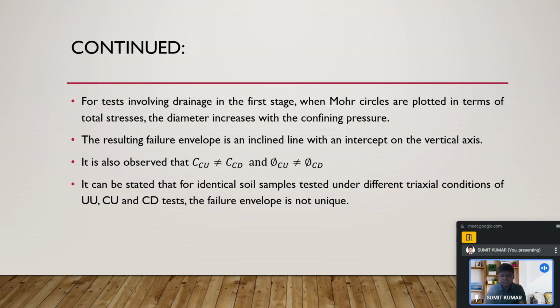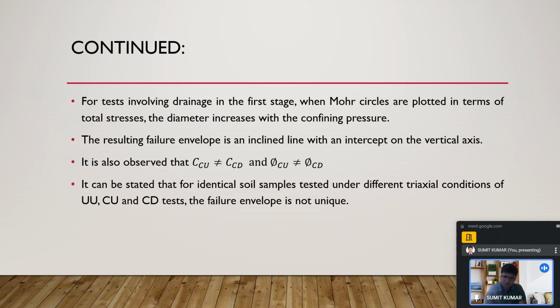For the tests involving drainage in the first stage, when the Mohr circles are plotted in terms of total stress, the diameter increases with the confining pressure, as shown in the previous images. The resulting failure envelope is an inclined line with an intercept on the vertical axis. It is also observed that the CU is not equal to the CD, meaning the cohesion during the CU test and CD test is not the same, and similarly the angle of internal friction behaves the same way. Why this is happening will be understood when we study the effective stress parameters.